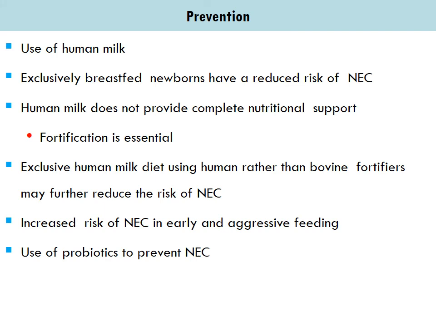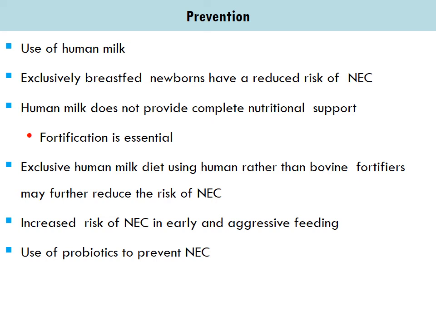The most effective preventive strategy for necrotizing enterocolitis is the use of human milk. It is well documented that newborns who are exclusively breastfed have a reduced risk of necrotizing enterocolitis. However, because human milk does not provide complete nutritional support, fortification is essential for preterm infants. Some studies have suggested that an exclusive human milk diet using human rather than bovine fortifiers may further reduce the risk of necrotizing enterocolitis. Despite concerns about increased risk with early and aggressive feeding regimens in very low birth weight infants, a safe protocol remains unknown.